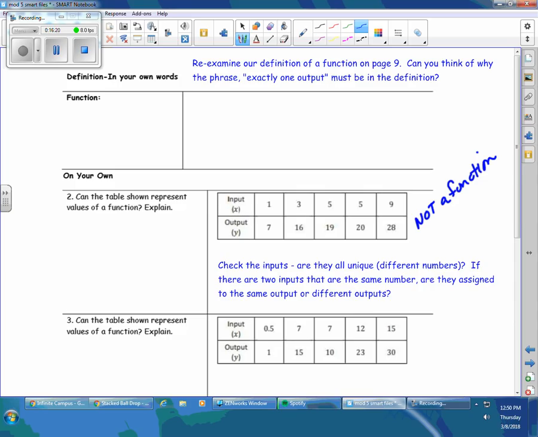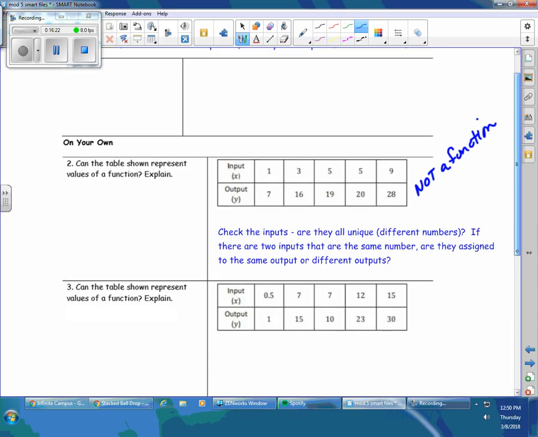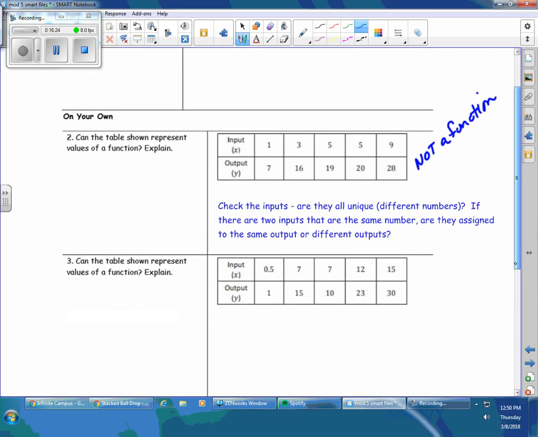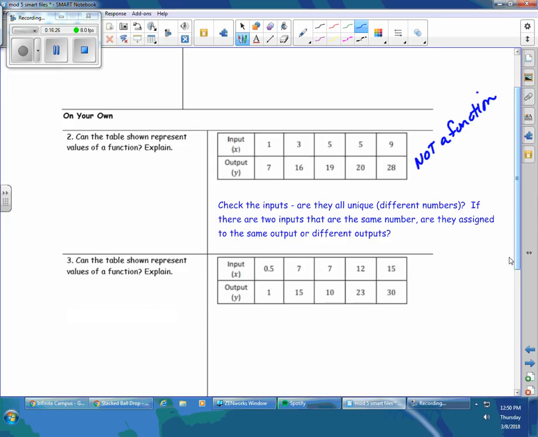The next one. Okay, how you are going to go about this is check the inputs. Are they all unique, meaning they're different numbers? If there are 2 inputs that are the same number, are they assigned to the same or to different outputs? So the next one, 0.5. My inputs: 0.5, 7, 7, oops, 7's assigned to 10, 7's assigned to 15. That means this is not a function.